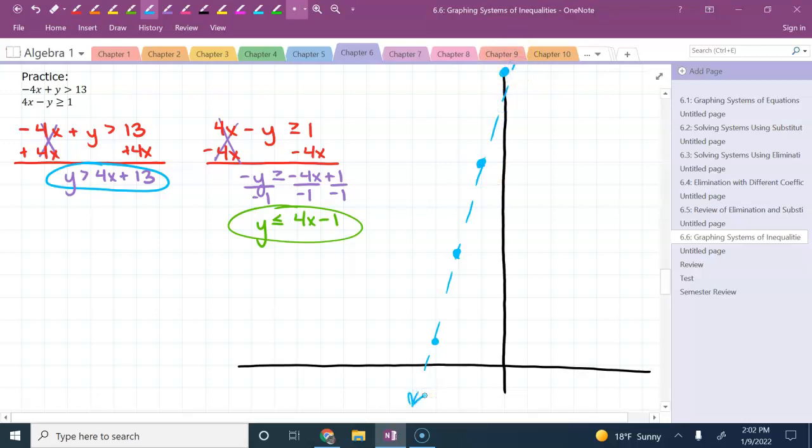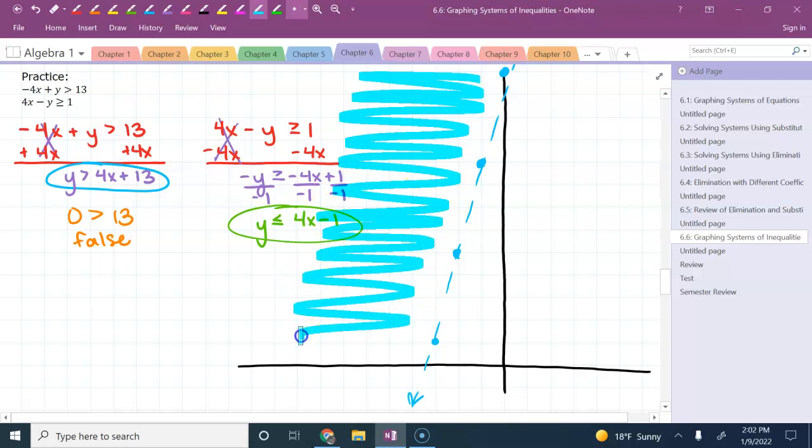Okay, and then you needed to shade. If you put 0, 0 in, you should have been left with 0 is greater than 13, which would be false. So I do not want to include 0, 0, so I shaded on kind of the left side of that line.